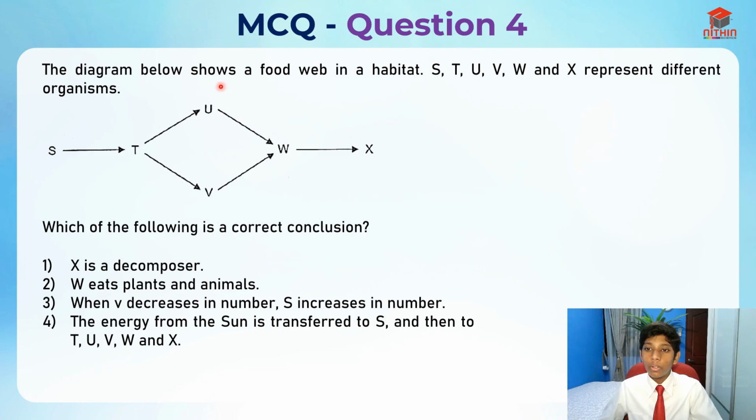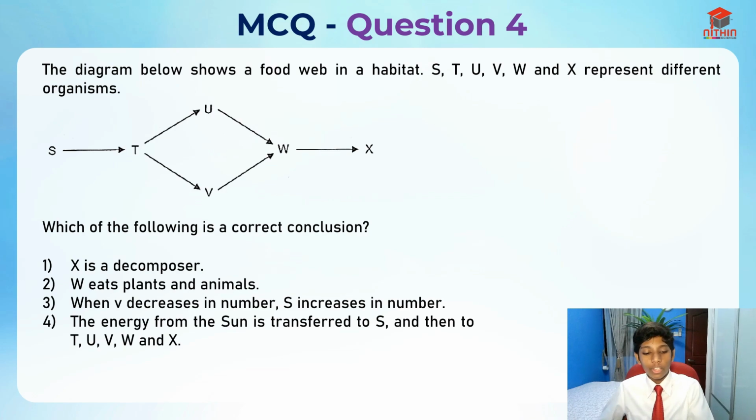The diagram below shows a food web in a habitat. S, T, U, V, W, and X represent different organisms. Which of the following is a correct conclusion? Okay, so before we do that, let's just analyze this here.